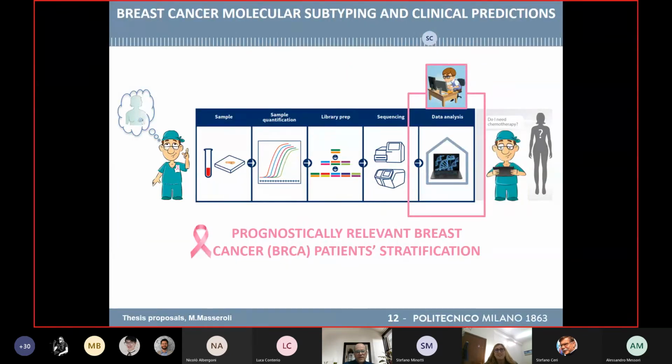So, for what concerns the topic of breast cancer subtyping, as said, we've worked a lot in the last few years on this topic with the aim of finding prognostically relevant patient stratification. So, starting from genomic data, and particularly gene expression data, in such a way to help physicians and support their therapeutic decisions, basically.